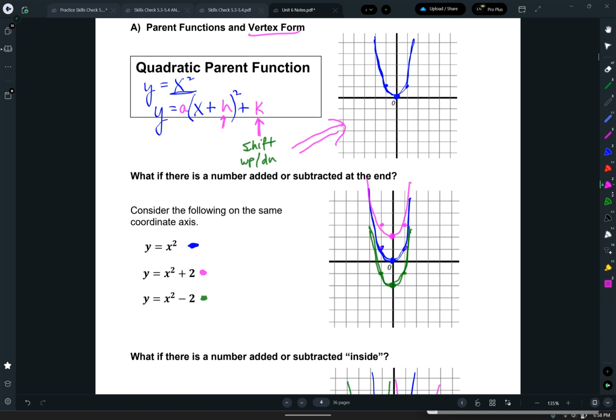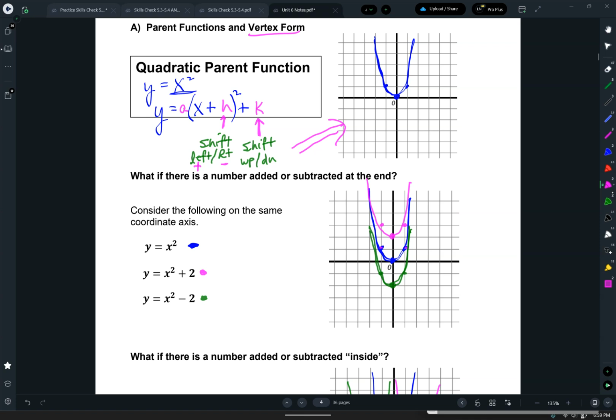So let's come up here and let's say, okay, where the H is, the number on the inside is going to shift either to the left or to the right. And it might help if we do this. It shifts to the left if it's a plus. It shifts to the right if it's a minus.